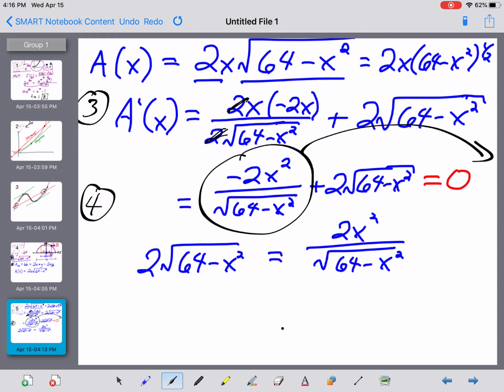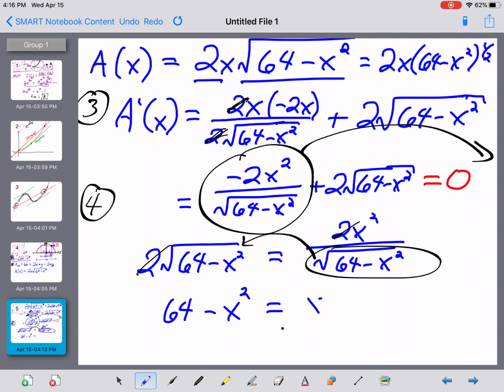Okay, we're going to do a couple things here. I'm going to divide both sides by 2. That'll just get those 2's right there to cancel out. I'm going to multiply both sides by this denominator, which puts it in the numerator over here on the left. So the square root of 64 minus x squared times itself is just going to give us 64 minus x squared. And that is going to equal the x squared we had over here on the right.